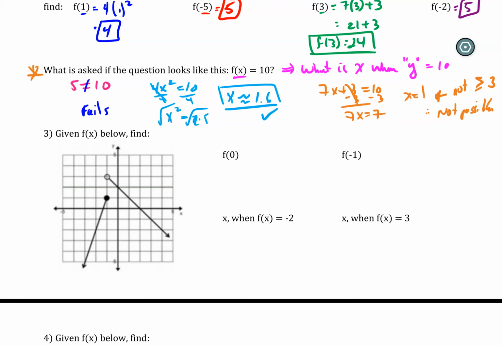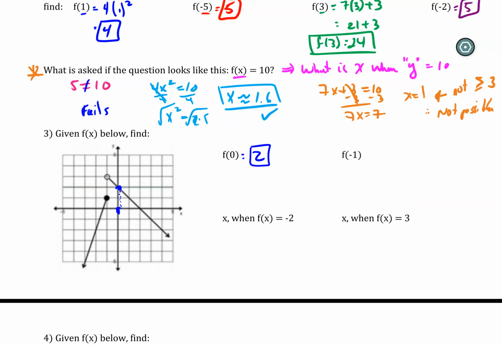All right, let's look at this also from a graphical standpoint. If they gave me this without the equation of the function, we can actually just look at the graph. So when is f of 0? So when is the x value 0? Here's my x value of 0. I look and ask, what is my y? Where does this work? It works right there. So therefore, I get an answer of 2.